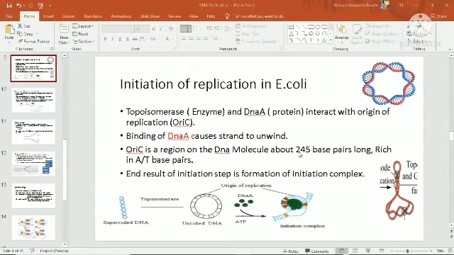So the whole process starts with DNA A binding to the origin of replication, which is an AT-rich region. And when it is bound, topoisomerase comes in, and the end result is the formation of an initiation complex, which will contain the DNA A molecules bound. And then ahead of that binding, you have topoisomerase, which is unwinding, preventing the supercoiling from happening. That's the initiation.